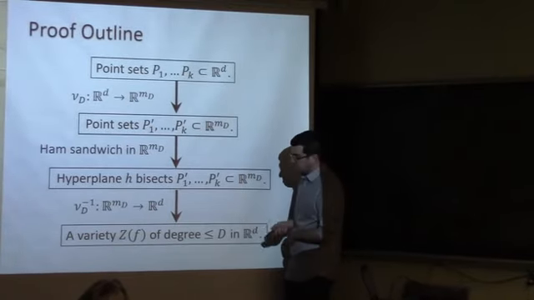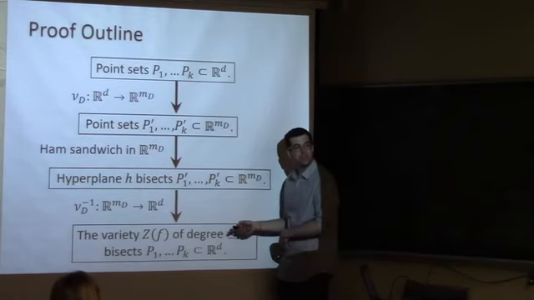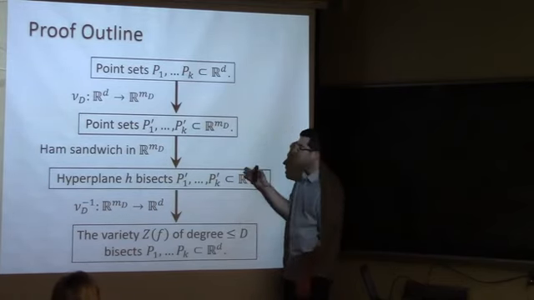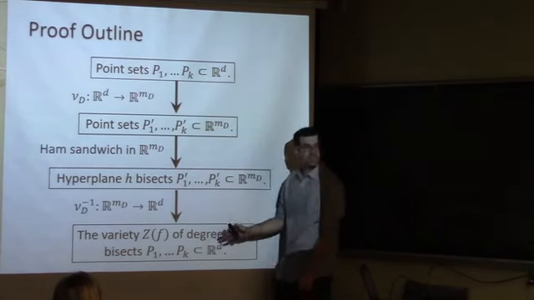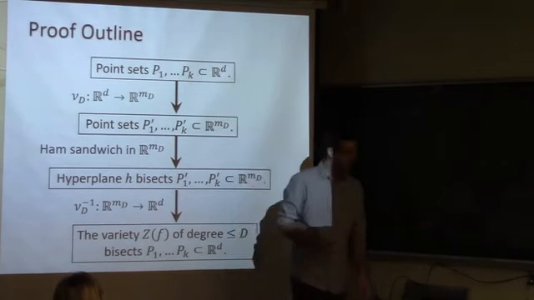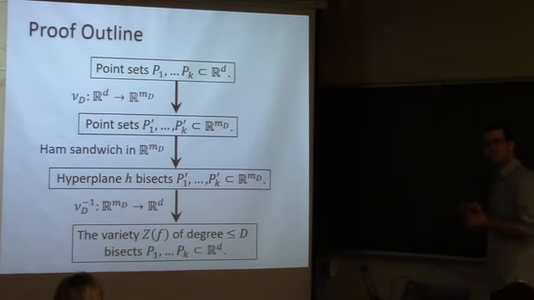So, okay, what else? You can probably guess what it does. It also bisects the point sets, the original point sets. It's very easy to show because the hyperplane bisects the p primes. When we go back down, this variety bisects the original point sets. Again, I'm skipping so many details and so many issues. I'm just going to show you the very basic idea here.